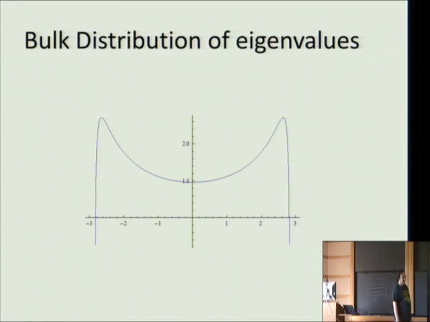Wait, is this one run for very large n, or lots of runs for medium-sized n? This is what the probability density is. It's the theoretical probability density as n goes to infinity. Yeah, but in fact, you can do one run for large n, or many runs for small n, and you get this.